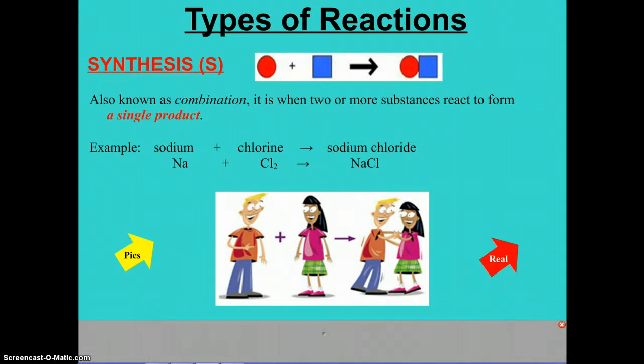Synthesis can also be called a combination reaction, but it's when 2 or more substances react to form a single product. Here we see sodium and chlorine reacting to form sodium chloride, one single product, one substance after the arrow. And here's a little picture description of the reaction, or a little cartoon about dancing, if those help you or not. But anytime there's just one product, one thing after the arrow, it is a synthesis reaction.